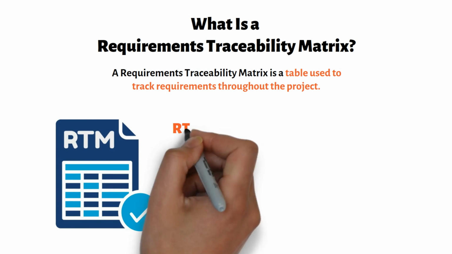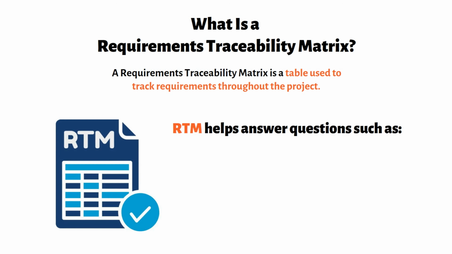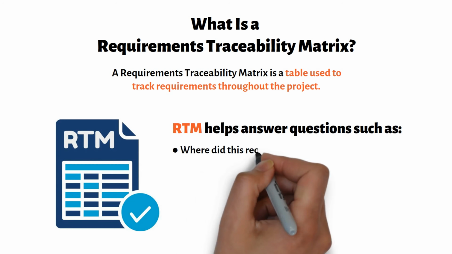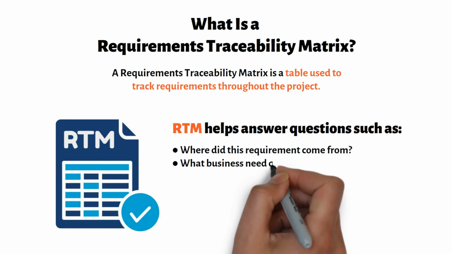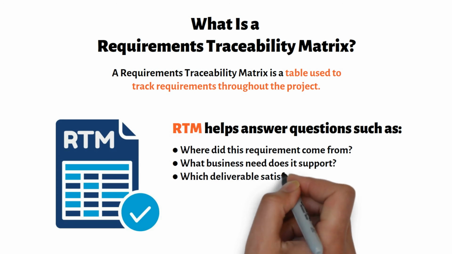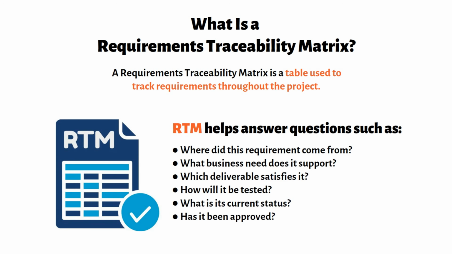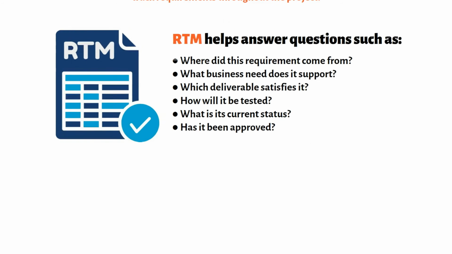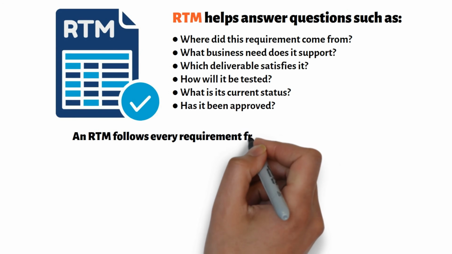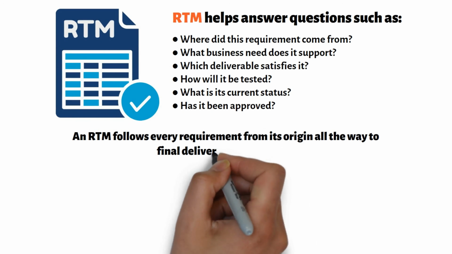For every requirement, the RTM helps answer questions such as, where did this requirement come from? What business need does it support? Which deliverable satisfies it? How will it be tested? What is its current status? Has it been approved? In simple terms, an RTM follows every requirement from its origin all the way to final delivery and validation.